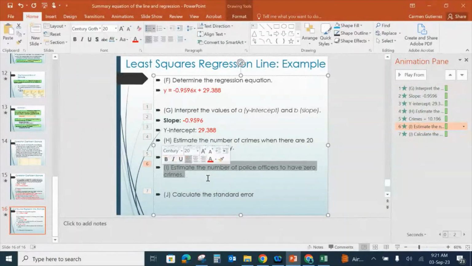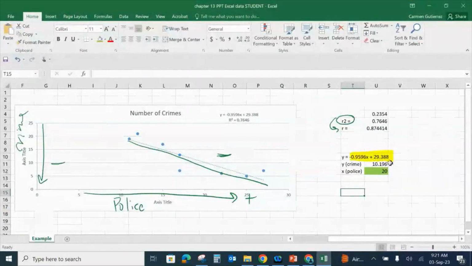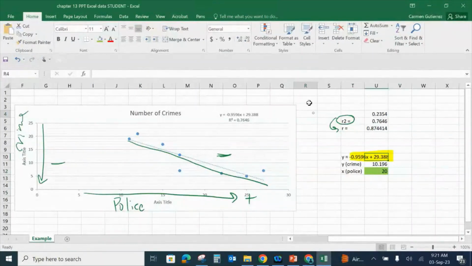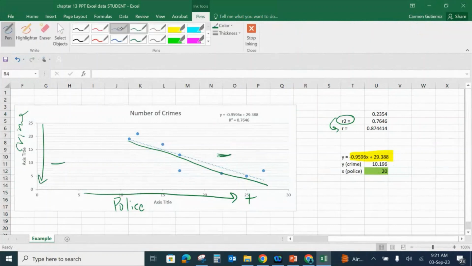Estimate the number of police to have 0 crimes. All right. So not negative crime, put 0. What is the number of police? Police is your x, to have a y equal to 0. All right, so I am changing the question. In this one, I'm asking, let me get my pen, I want to have y equals 0. Okay, so what is the number of police that I should have? So the question is backwards. Now for that, we use what is called Solver.